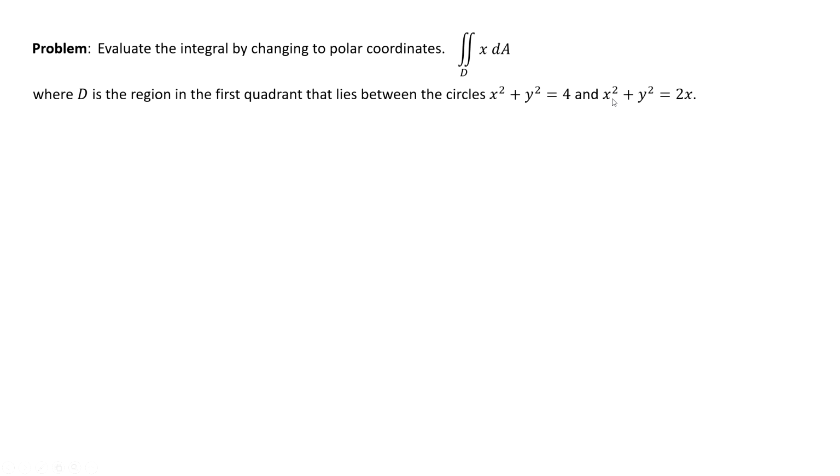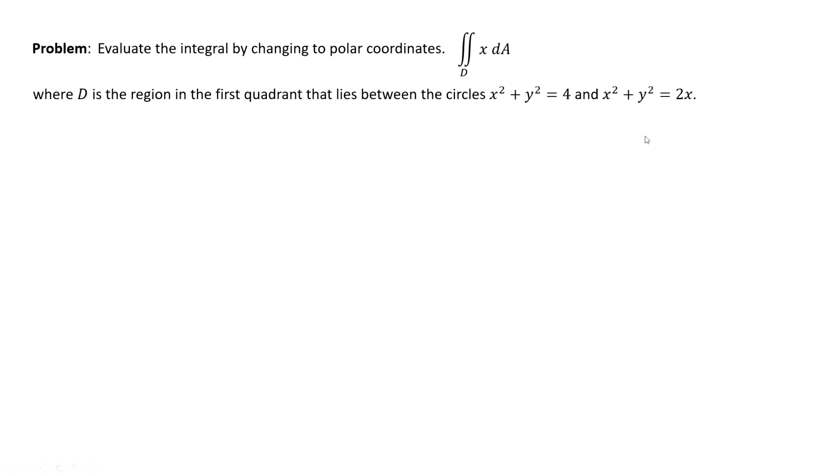Oh, really? Yeah, it is. Because we can say x squared minus 2x plus y squared is equal to 0. And then we complete the square, and that will give us x minus 1, the quantity squared, plus y square equals 1. Let me repeat. If you complete the square, you get x minus 1, the quantity squared, plus y square equals 1.